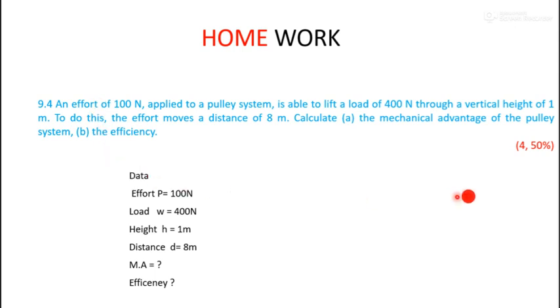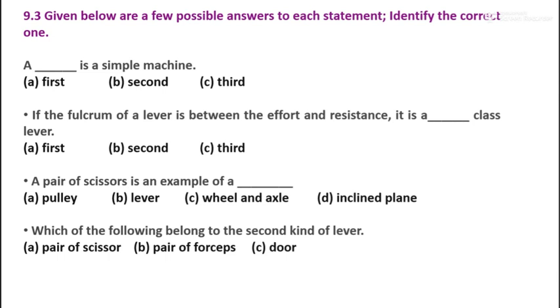Now homework, you can solve these numericals. I have already made data here: effort, load, height, distance, mechanical advantage and efficiency. You can solve for the pulley system, and I have already described pulley, mechanical advantage of pulley and efficiency of pulley. Now you can solve this numerical, and also you can solve fill in the blanks. I have already described a dash is a simple machine, first, second, third. If the fulcrum of a lever is between effort and resistance, it is a class dash lever, first, second, third. A pair of scissors is an example of, I have already described, which of the following belong to the second kind of lever.